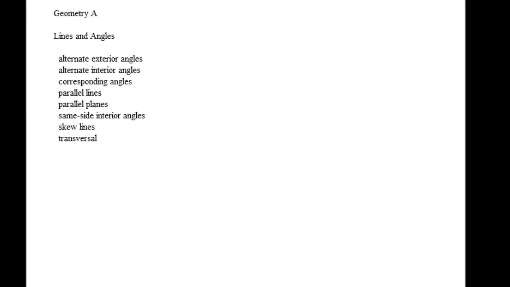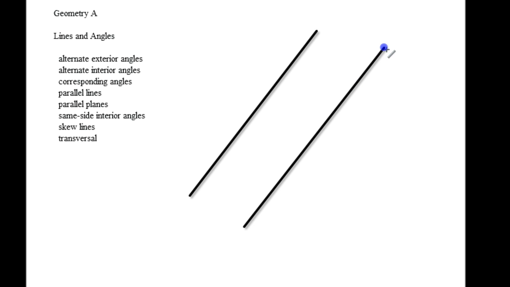Alright, so we're back to definition heavy geometry. This is unit 3. We're talking about lines and angles. Now these types of lines, we will be using parallel lines and transversals and everything. So we need to write out some definitions.